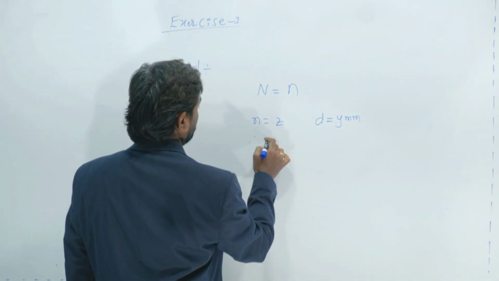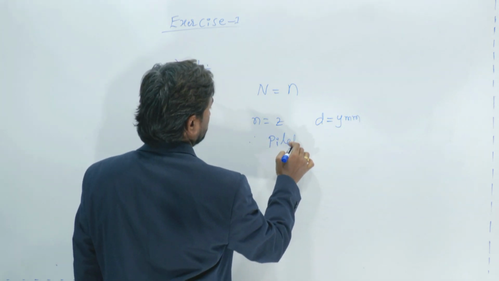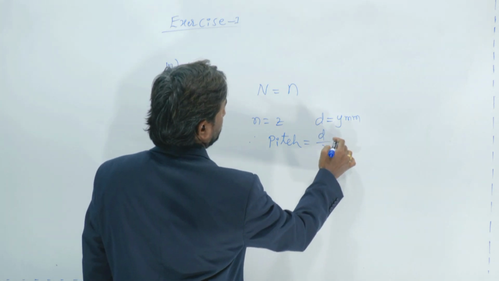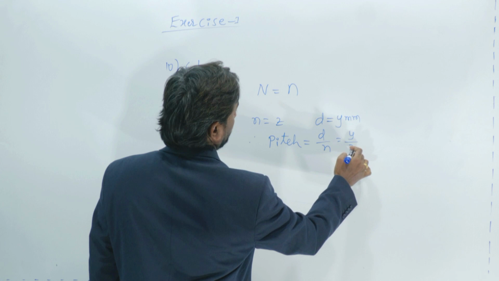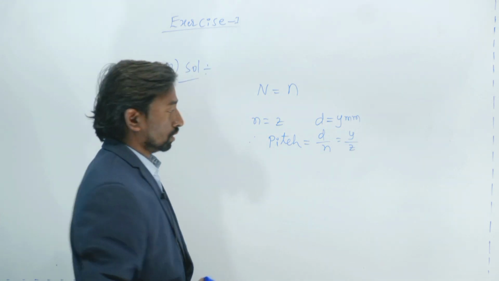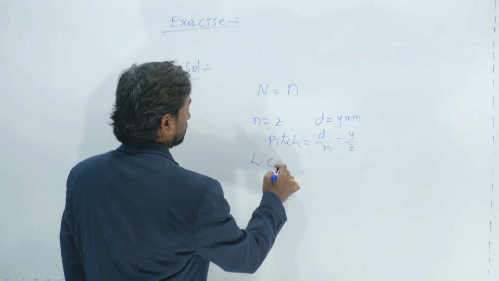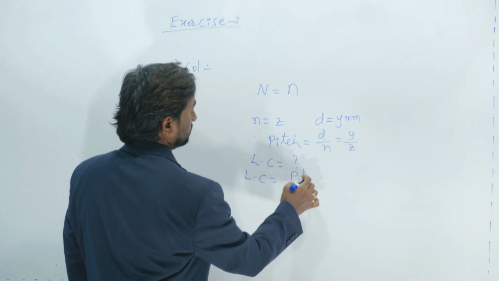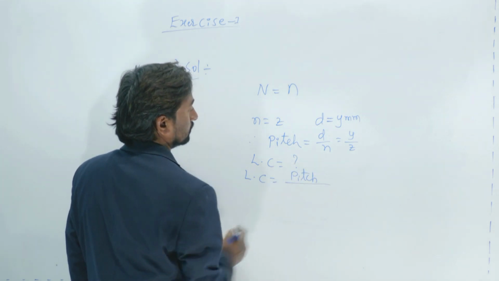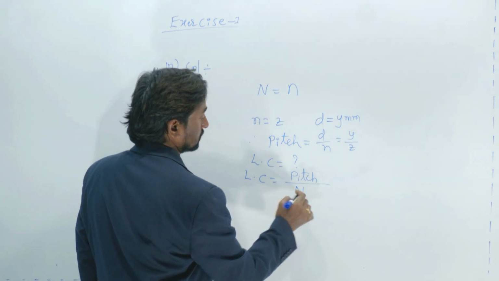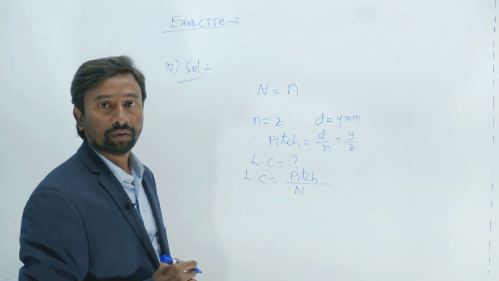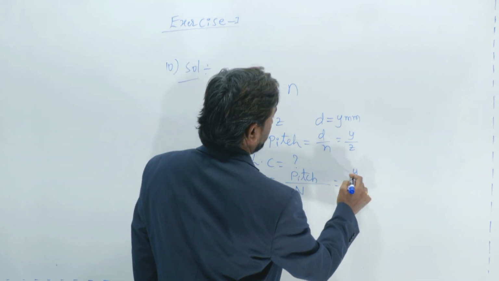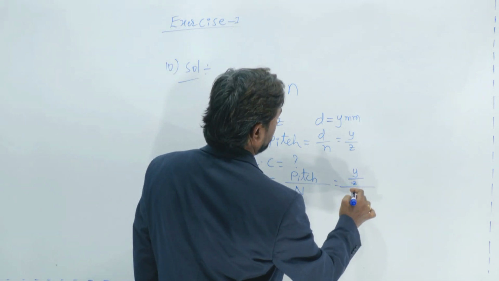Therefore the pitch is the distance divided by the number of rotations, that is y by z. Now they are asking the least count. Least count formula we know the same: pitch divided by the number of head scale divisions. So it is y by z whole divided by n.